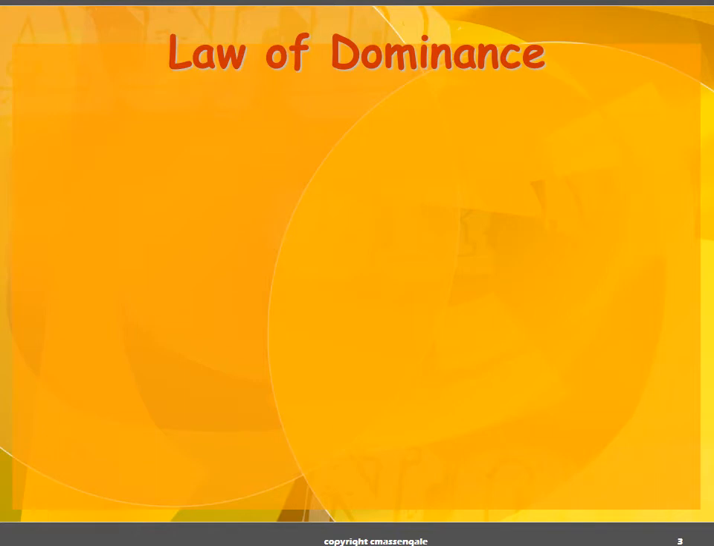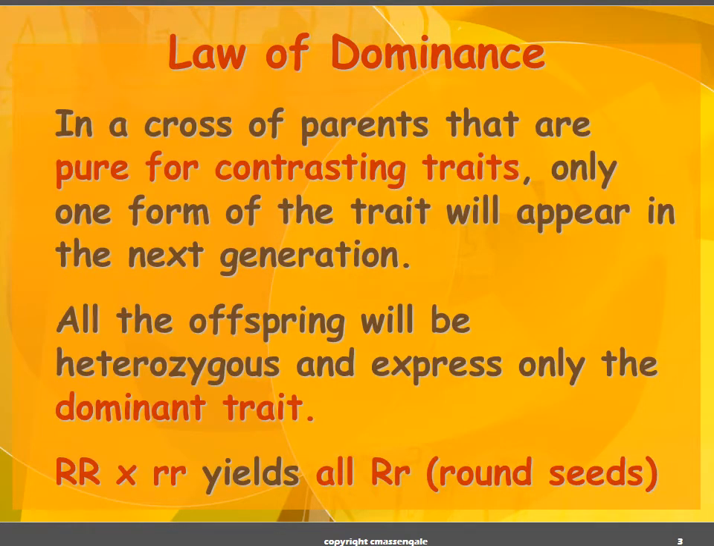Mendel's first law is the law of dominance, and we've already seen some of this with the monohybrid crosses that we've been doing, but we need to now get something down in terms of the text that we want to use for exams and test purposes. So if we cross parents that are pure for contrasting traits, all right? So remember, when we say pure, we mean homozygous.